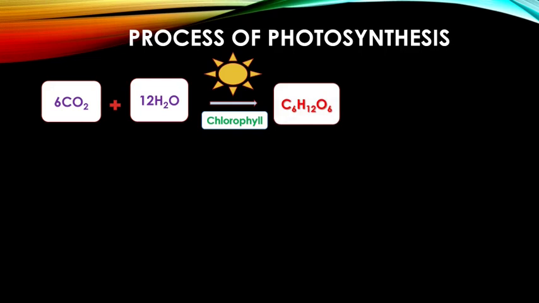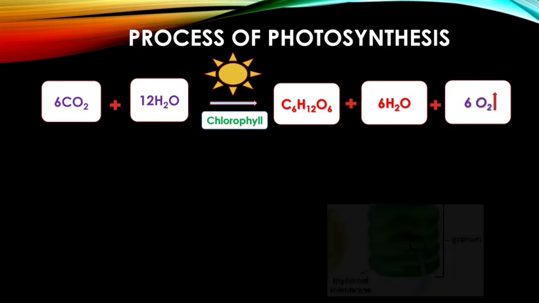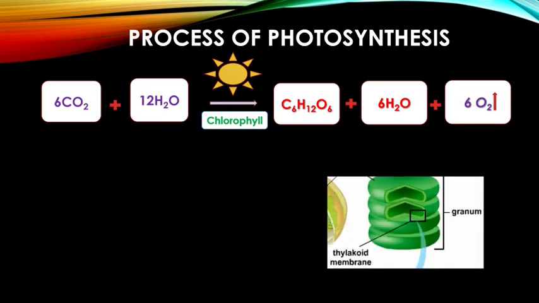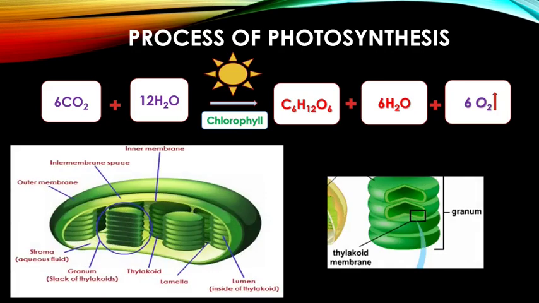C6H12O6. This is one molecule of glucose. Along with this, it releases water molecules and oxygen gas is evolved. So this is the basic process of photosynthesis. Where does this process take place and how does it take place? This process of photosynthesis takes place in an organelle called the chloroplast.